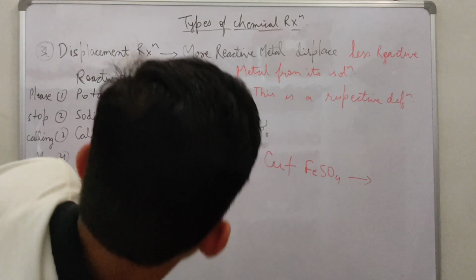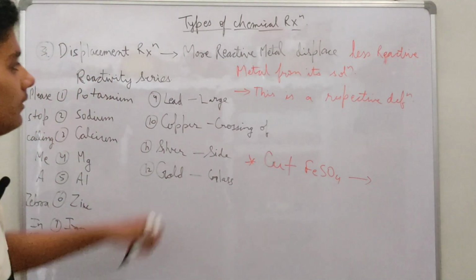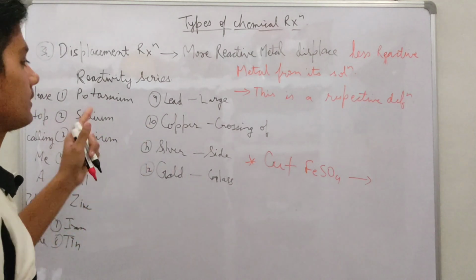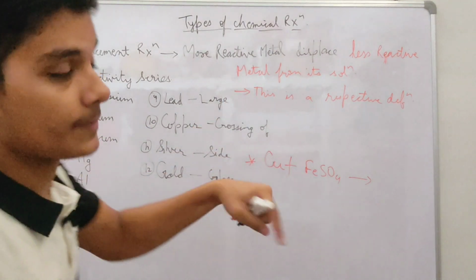Let's move ahead. We have done our displacement reaction. A more active metal displaces a less active metal from its solution. This is the definition of displacement reaction, and also a respective definition.